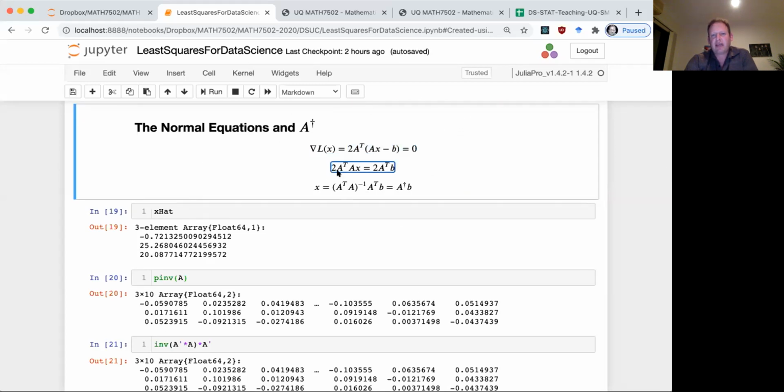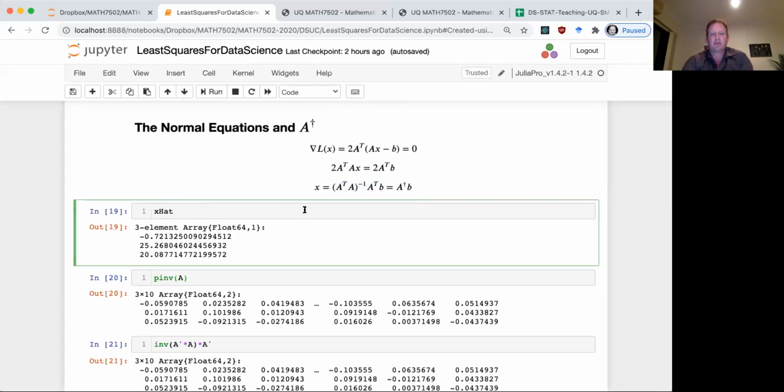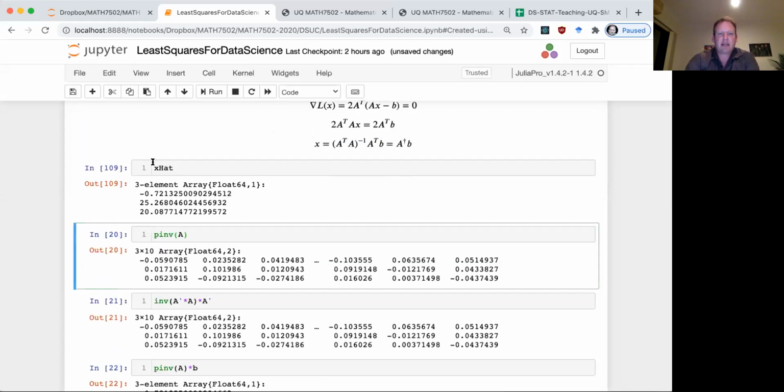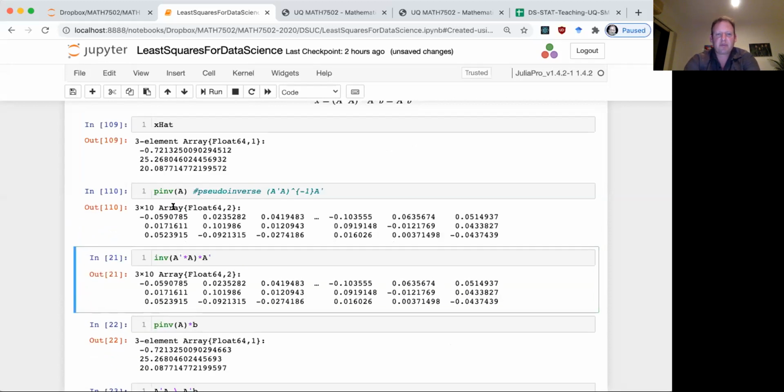And then if A transpose A is non-singular, which happens if A is skinny full rank, then we can multiply by the inverse here and get the Moore-Penrose pseudo inverse times B. So I remind you, this is what our X hat was. Now you actually have the pseudo inverse, A transpose A inverse times A transpose. pinv does a pseudo inverse.